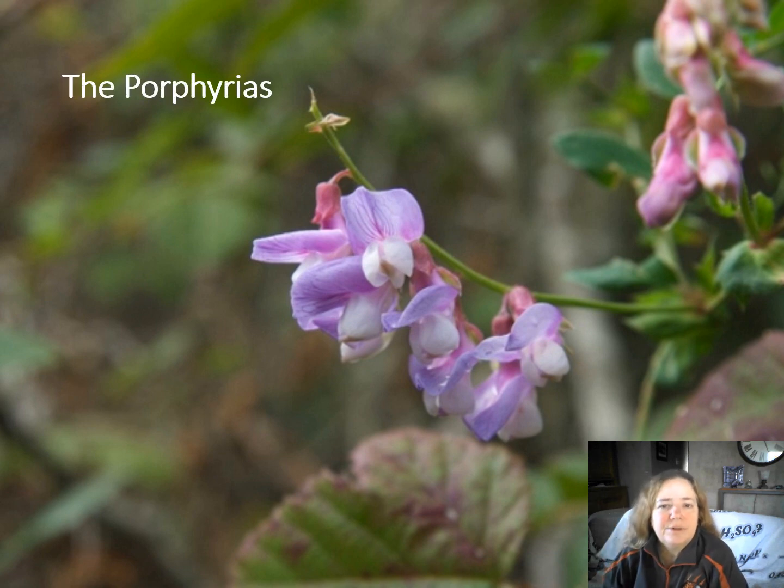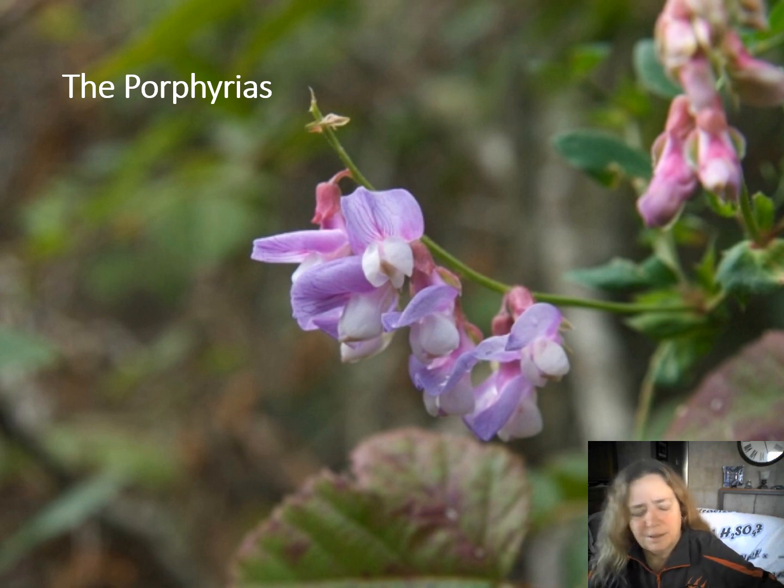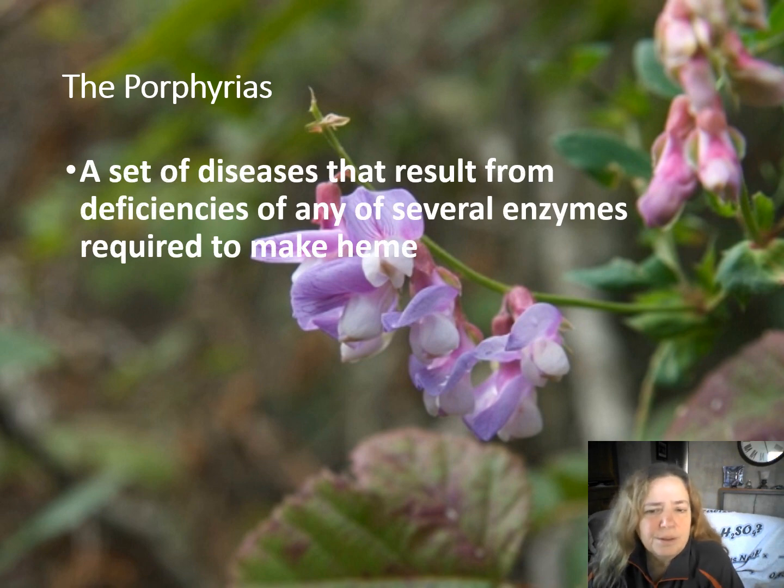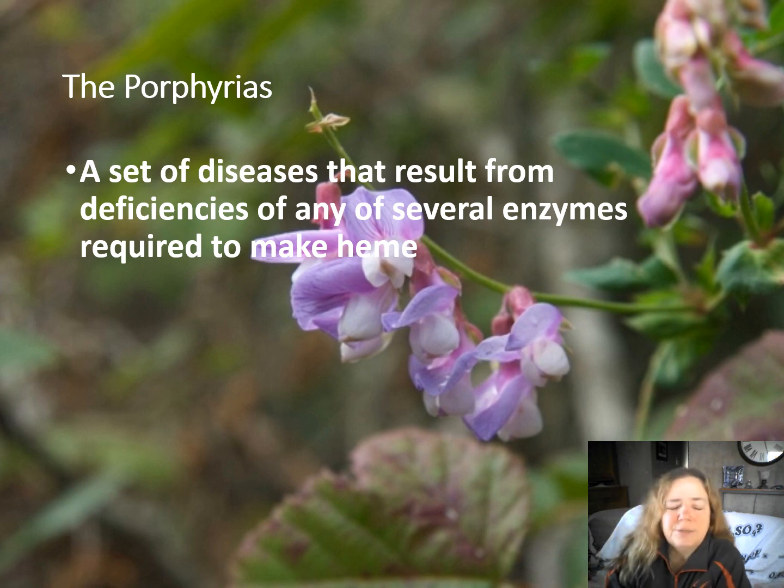Okay, so an example of pleiotropy is a set of diseases called the porphyrias. All of them are caused by an enzyme that is required to make the iron-containing part of the hemoglobin, called the heme. And so the enzyme doesn't function properly, and the hemoglobin is not formed properly.